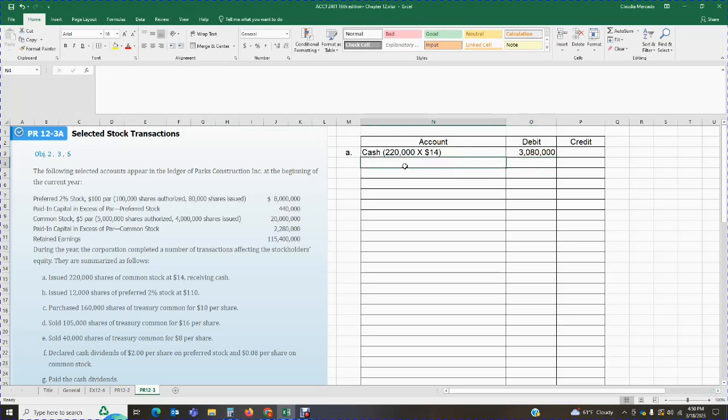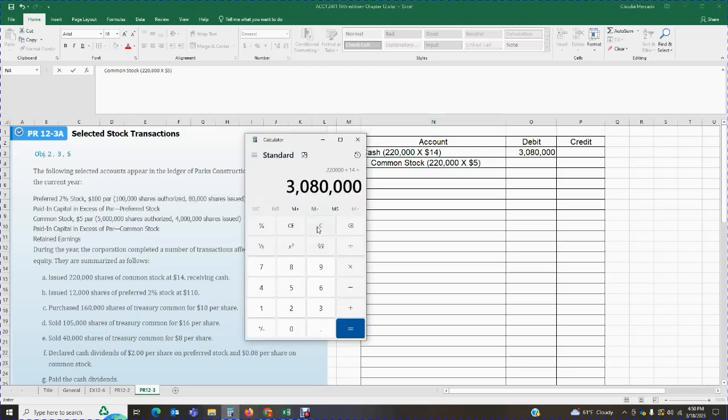Okay, so we received $3,080,000. Then we have to journalize the actual entry to our common stock. Okay, so we can identify how many additional shares of common stock have been issued. So here we have common stock issued of 220,000 shares. And remember, we always record the entry to our common stock at par. My par value is $5. So we've got 220 times 5. That gives me 1,100,000.